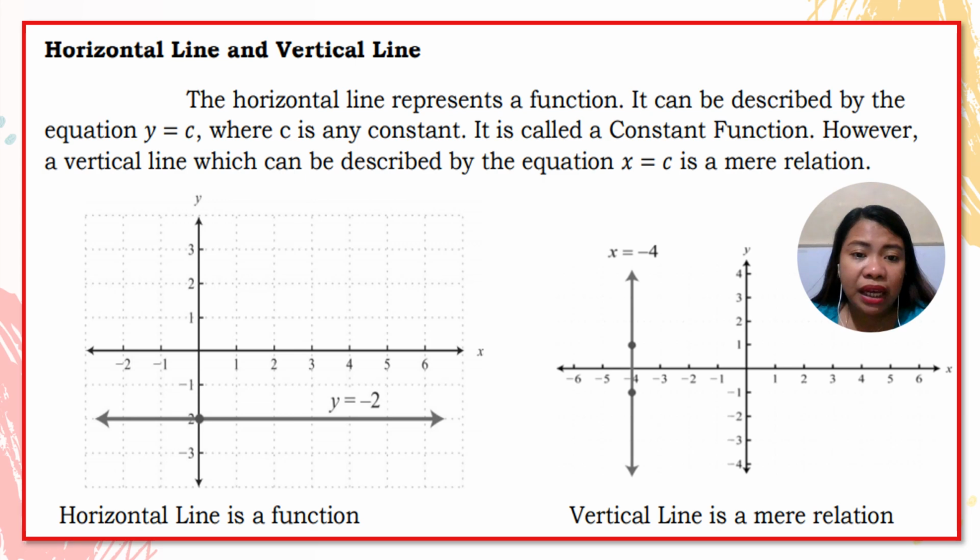However, a vertical line, which can be described by the equation x is equal to c, where c is a constant, is merely a relation. So here in the graph, the first figure, the horizontal line is a function because this is y is equal to -2. While the vertical line is merely a relation, which is x is equal to -4.